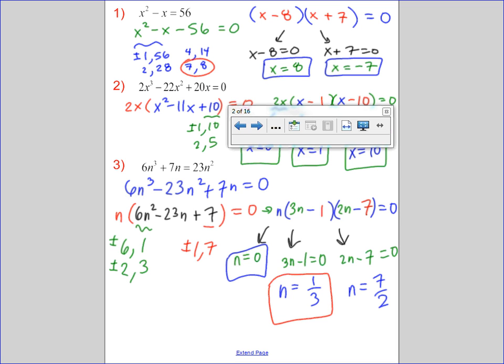And I'm dying to know if anybody got all the way here. So raise your hand if you got n equals 1/3, n equals 7/2. A couple of you did n equals 0. Good job, you guys. That was the trickiest factoring one, right?